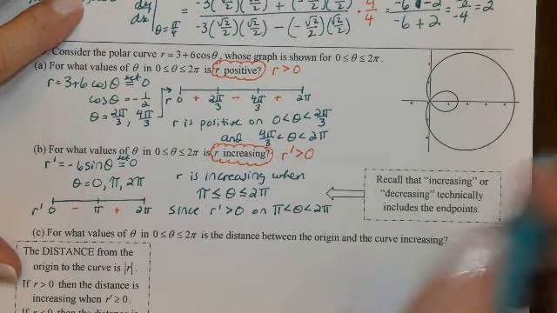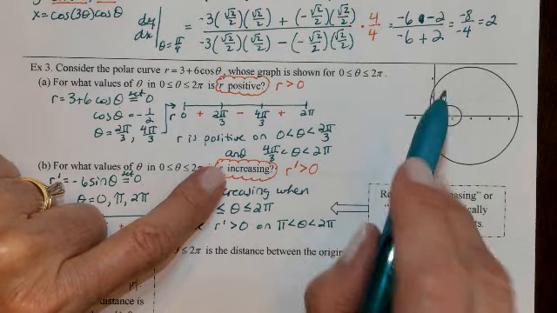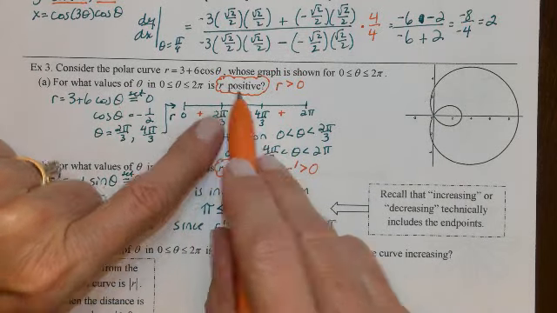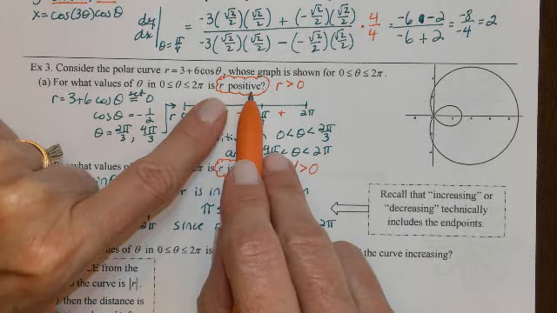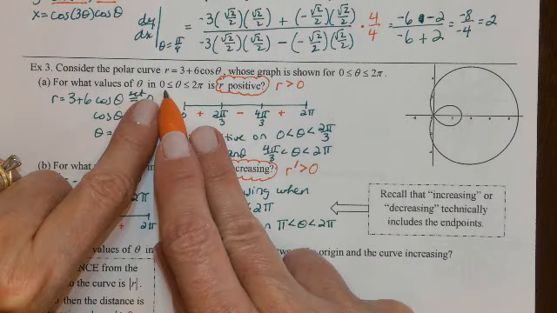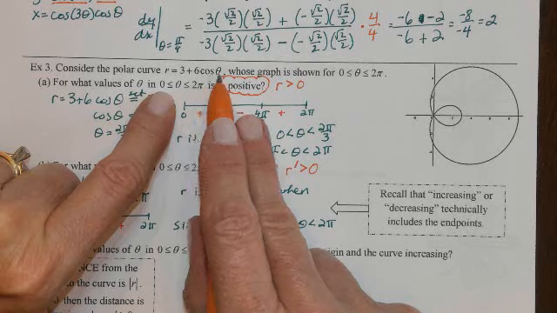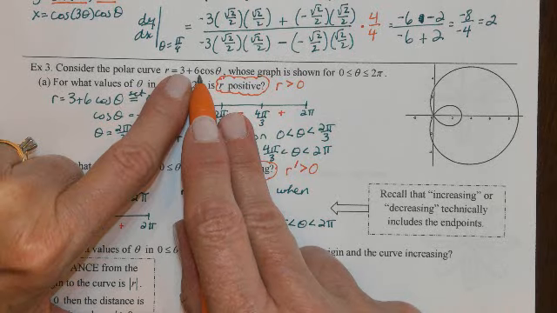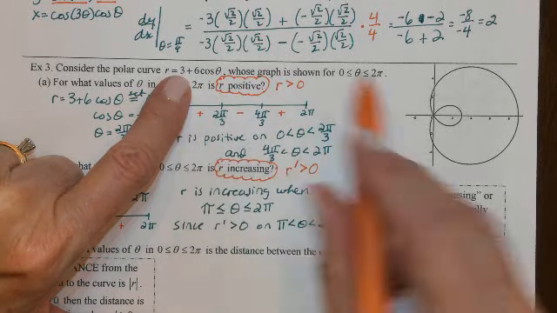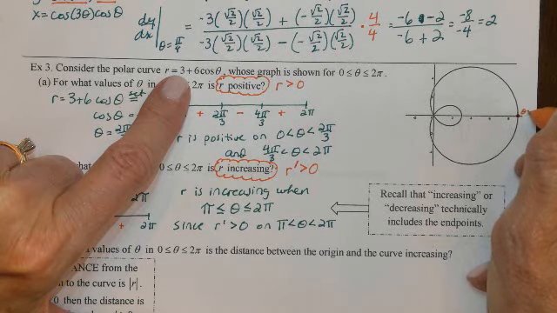All right, let's take a moment here and let's look at this graph. All right, so on this graph, when r was positive, where are we? Where are we on the graph when theta is 0? If you put in 0 for theta, cosine of 0 is 1, 3 plus 6 is 9. So when theta is 0, we're way out here at 9. That's when theta is 0.